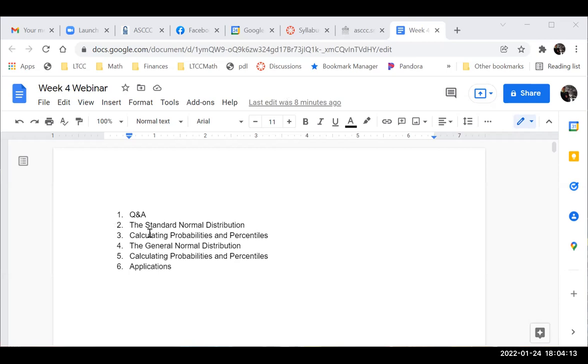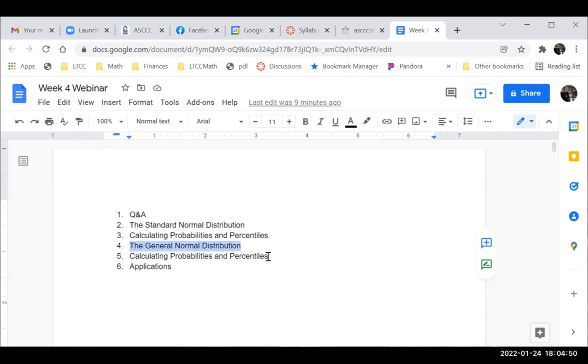So we'll talk about how you calculate probabilities and percentiles when you have a normal distribution. That's a big question: you're going to need to find the probability that blah, blah, blah, if it's a normal distribution. And we'll do a bunch of examples. Then we'll talk about the general normal distribution. With the general normal distribution, we will definitely need to use the calculator in a big way. Even with the standard normal, a lot of things need the calculator, but not everything.